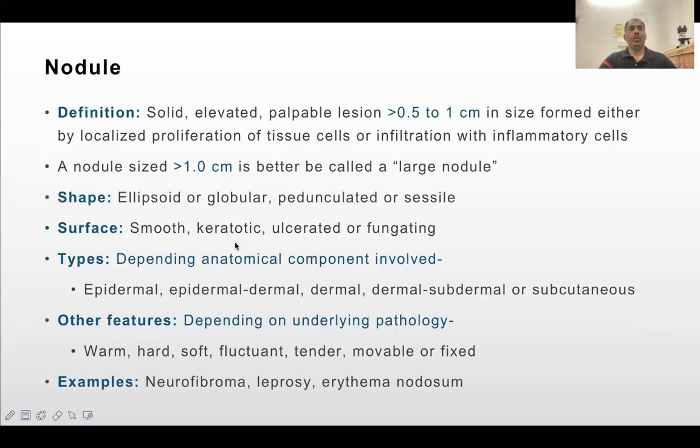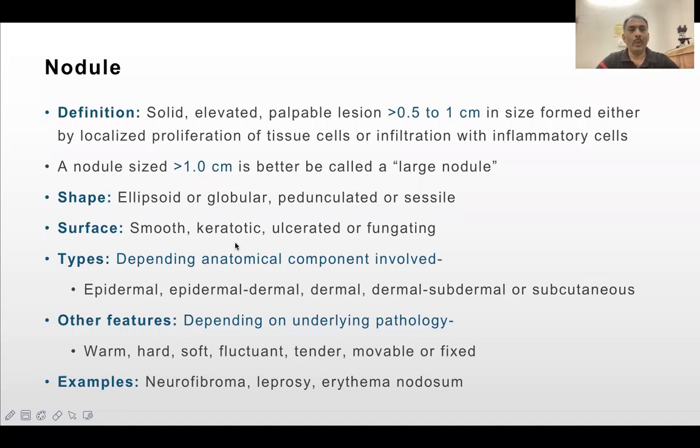The other skin lesion is the nodule. A nodule is a solid, elevated, palpable lesion greater than 0.5 to 1 centimeter in size, formed either by localized proliferation of tissue cells or infiltration with the inflammatory cells. The importance of a nodule is that besides having a height and a width, it also has a depth, which differentiates this nodule from a papule.